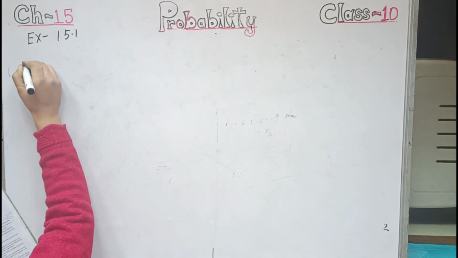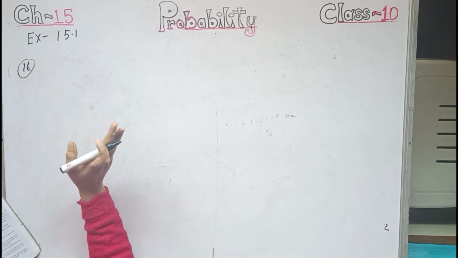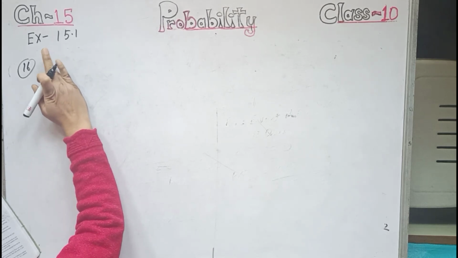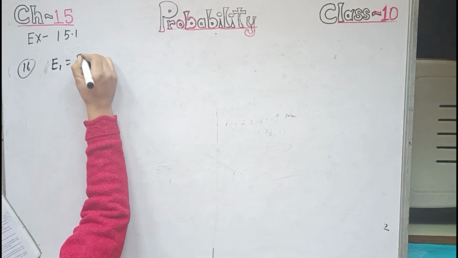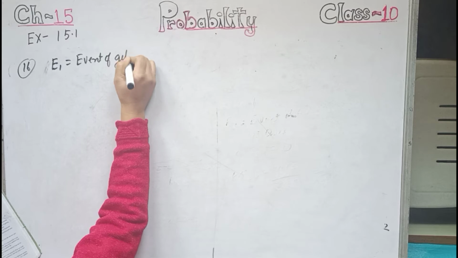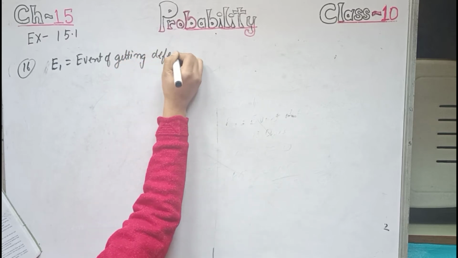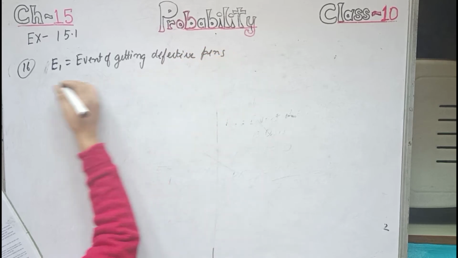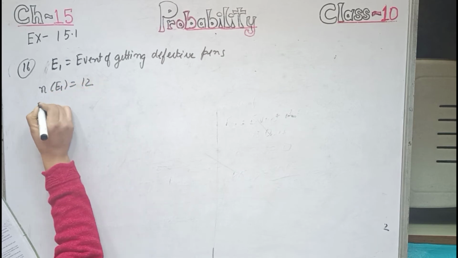12 defective pens are accidentally mixed with 132 good pens. So E1 equals event of getting defective pens, and E1 is given as 12.